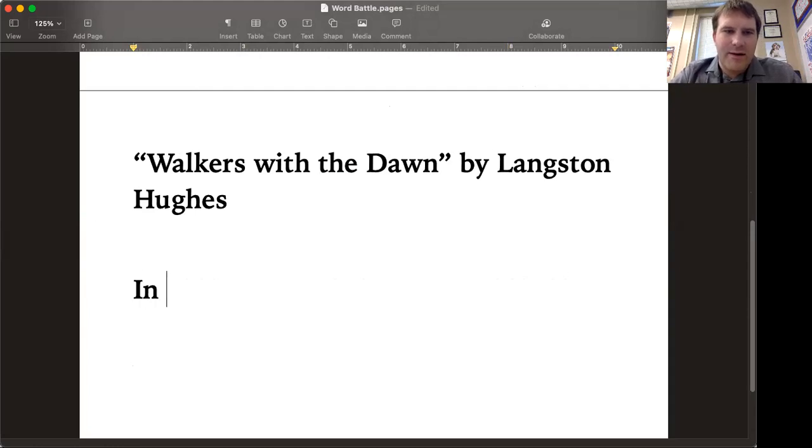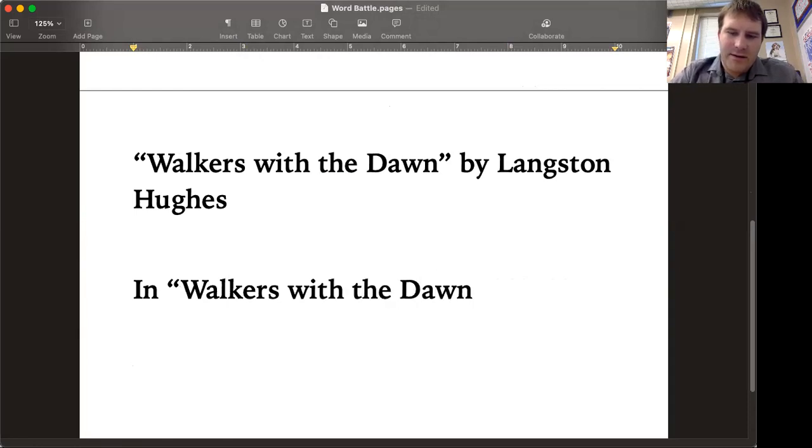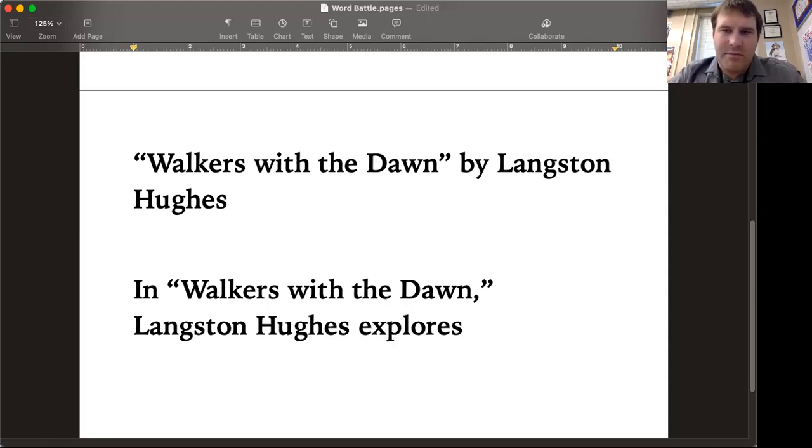Or in "Walkers with the Dawn," comma, Langston Hughes explores, blah, blah, blah. All of your thesis statements will have "Walkers with the Dawn" and Langston Hughes in them, because that is the thing that you are writing about: "Walkers with the Dawn" by Langston Hughes.